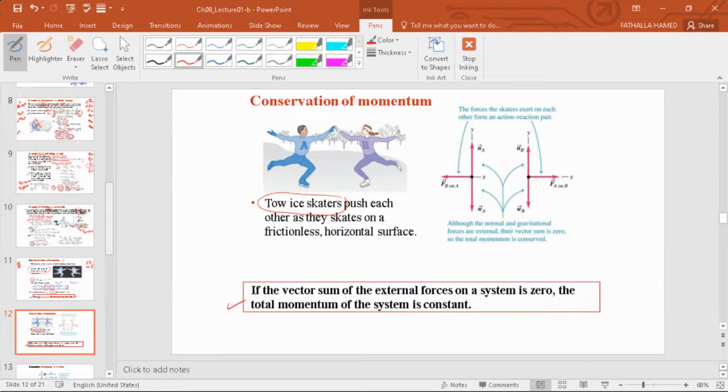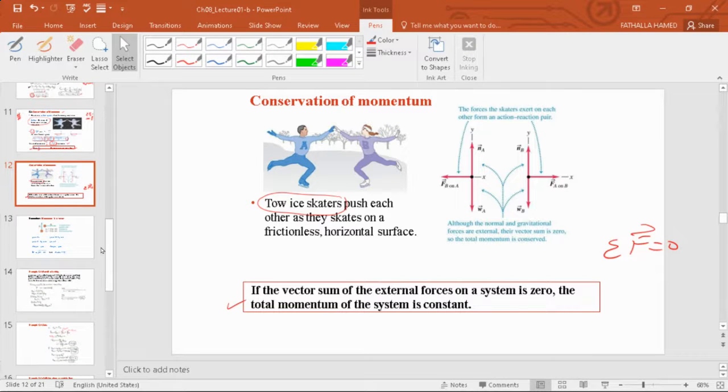So we say here, if the vector sum of the external forces on the system is 0, the total momentum of the system is constant, meaning that it will be what? It will be conserved. Is this clear?